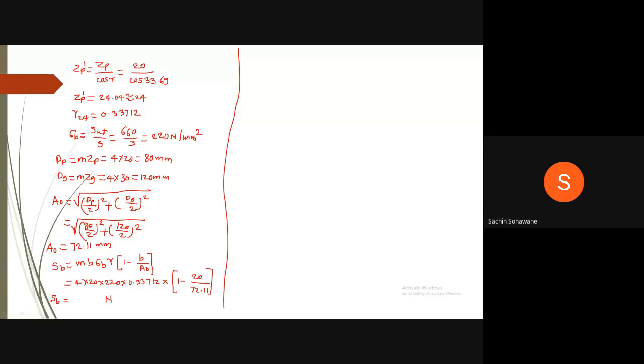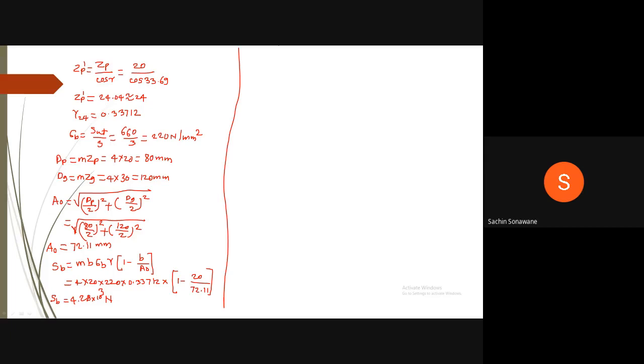What is the beam strength? 4.28 into 10 raised to 3. Yes, correct. This is the beam strength.